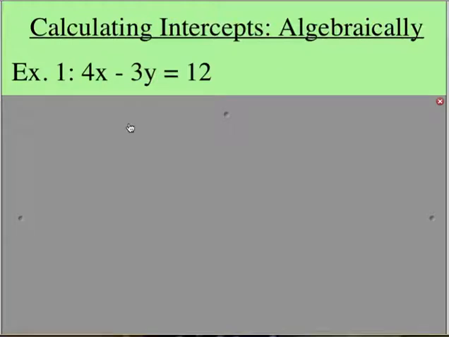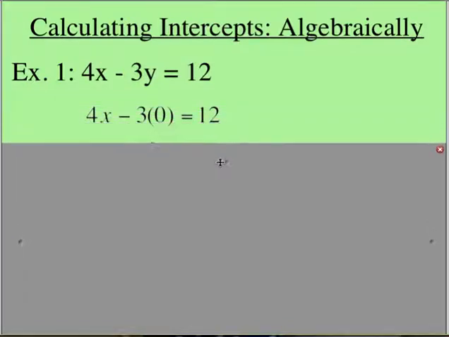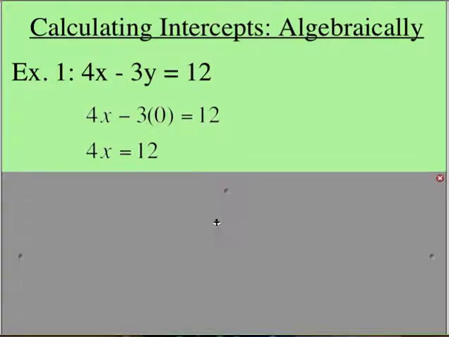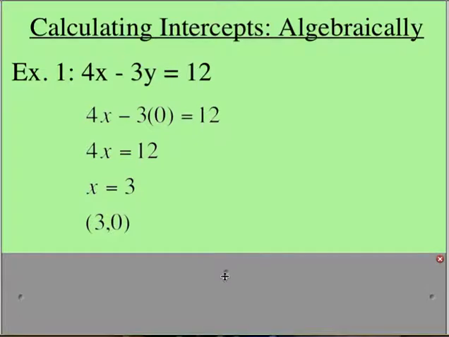So example 1, calculate the x and y intercepts of 4x - 3y = 12. So let's do x-intercepts first. That means that my y value is 0, so if I plug in 0 for y, I'm going to get 4x = 12, which means x = 3, and I can write it as a coordinate (3, 0). So this is a linear function with an x-intercept at (3, 0).